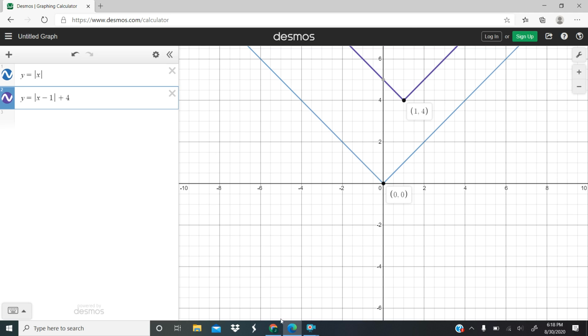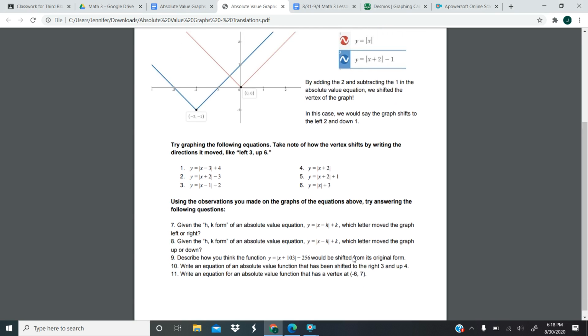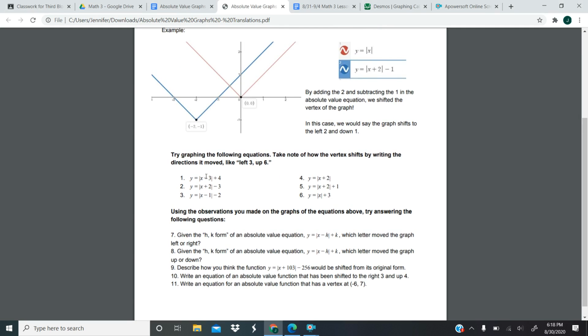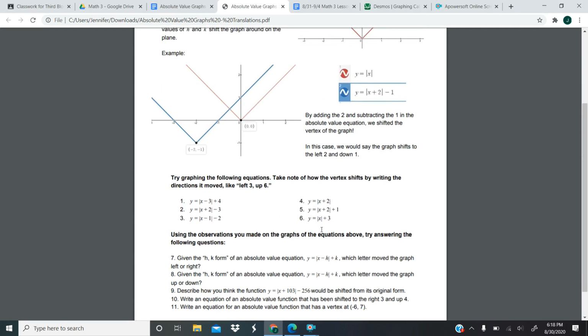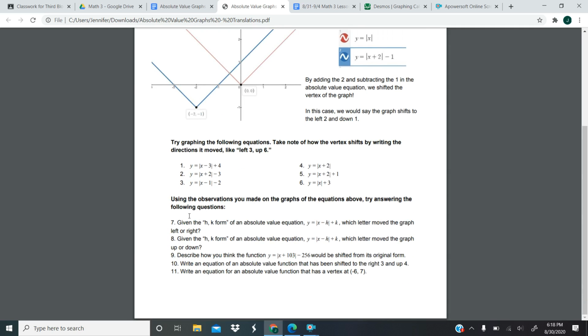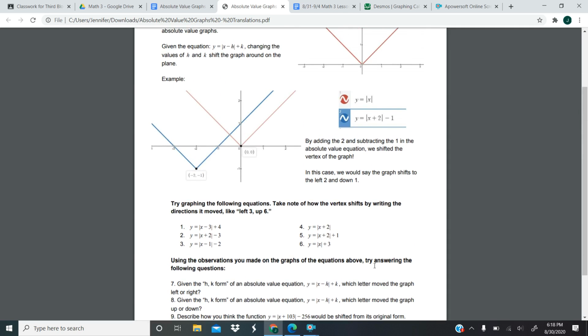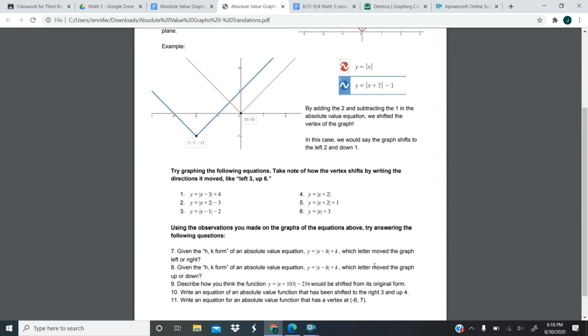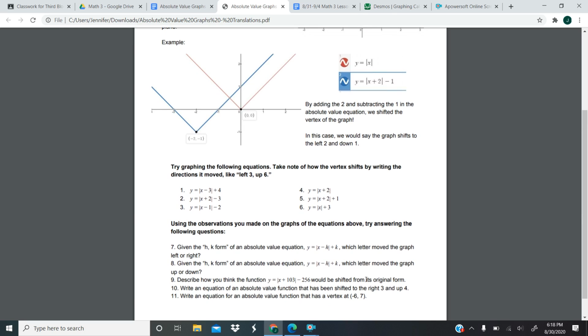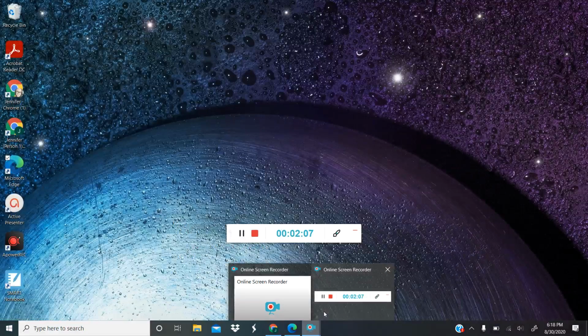So that's how I want you guys to work on this assignment. And then after you've graphed a few of them and have an idea of how the numbers are affecting where the graph moves, I want you to try to answer these questions 7 through 11 down here at the bottom. And then that is going to be used as your notes for absolute value. So try to do a good job on this, and then if you have any questions about it, we can go over it in class as well. So good luck on your absolute value graphing.